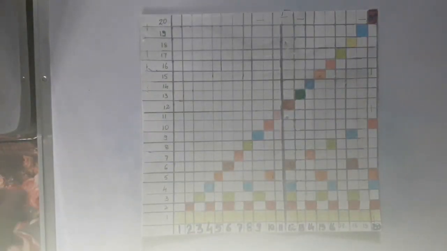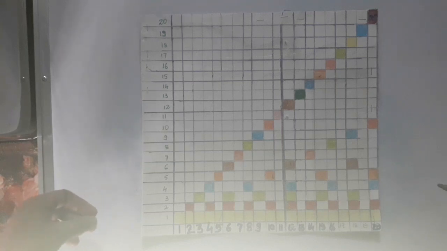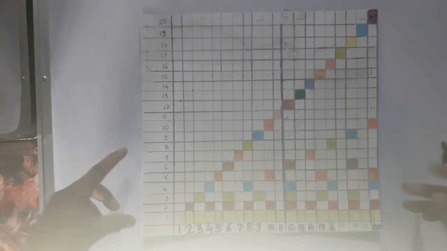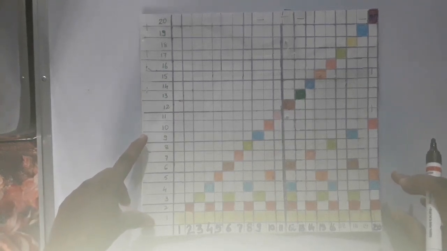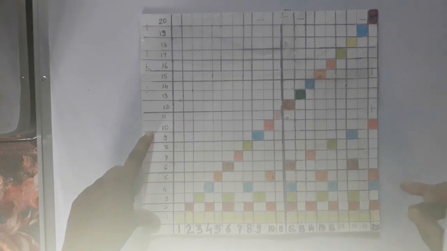Hello children, look at this grid. This grid is very important in deriving certain concepts of factors and multiples. Let us observe what and how the grid is being made and which concepts can be derived using this grid.